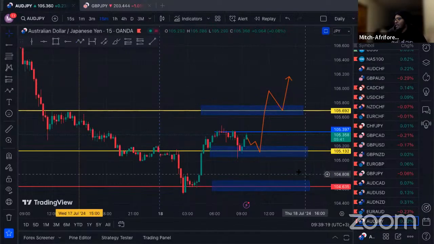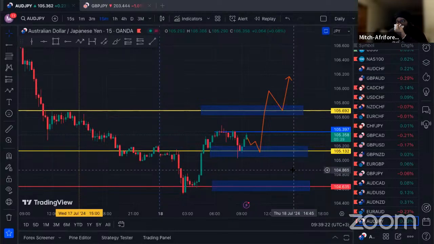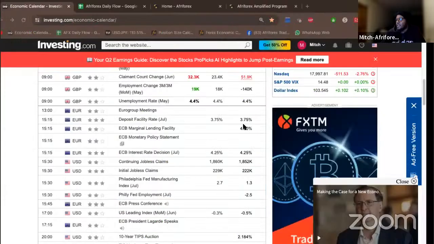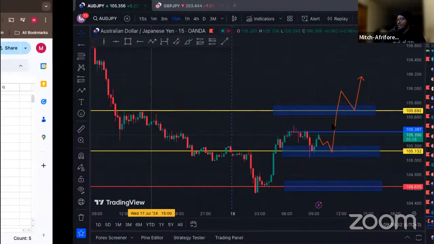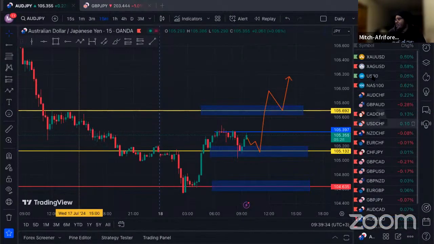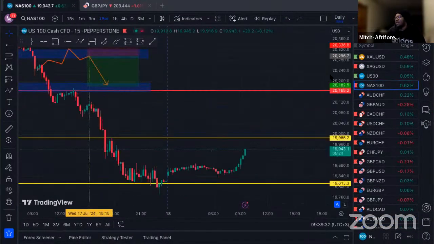So I hope that's clear for all the currency pairs. As you can see, we'll mix and match all of them, at least all the pairs on the buy side with the pairs on the sell side. So right now we're going to have a look at gold and silver, as well as the indices. So we'll start off with the NAS 100.